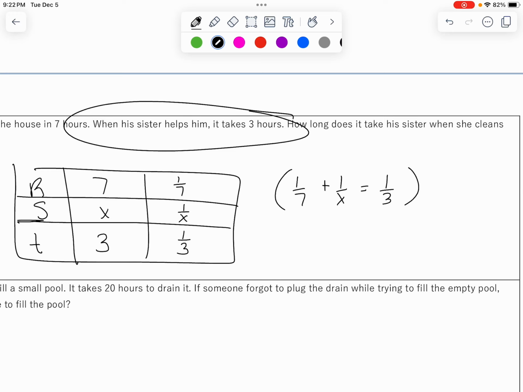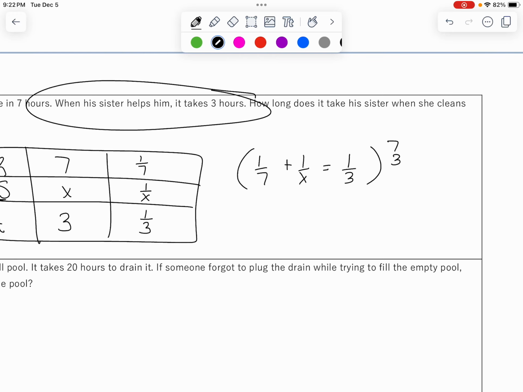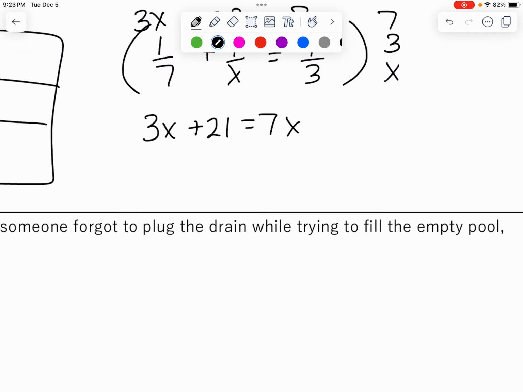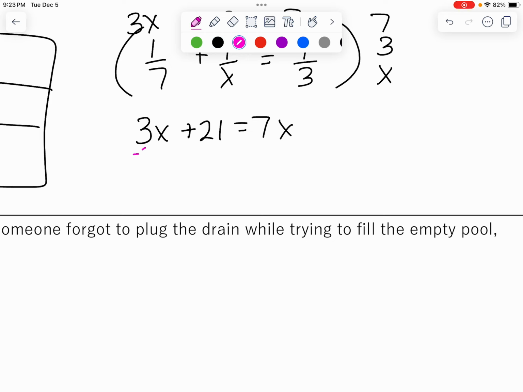Common denominator: 7x and 3. Good. The 7 needs a 3x, the 3 needs a 7, and the x needs a 7 and a 3. So that would be 3x plus 21 equals 7x. Take the 3x to the other side, because you don't want to have a negative. 7x minus 3x is 4x. So 21 divided by 4 is 5.25.